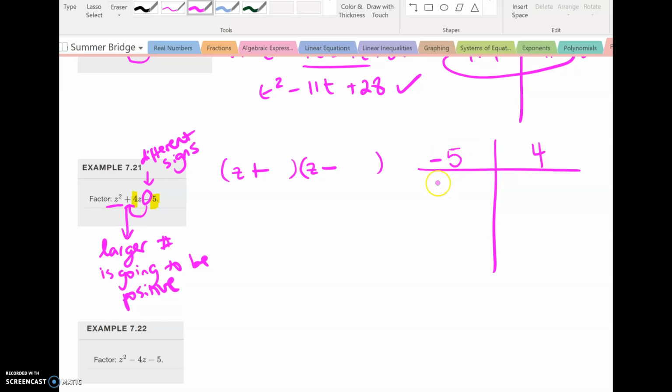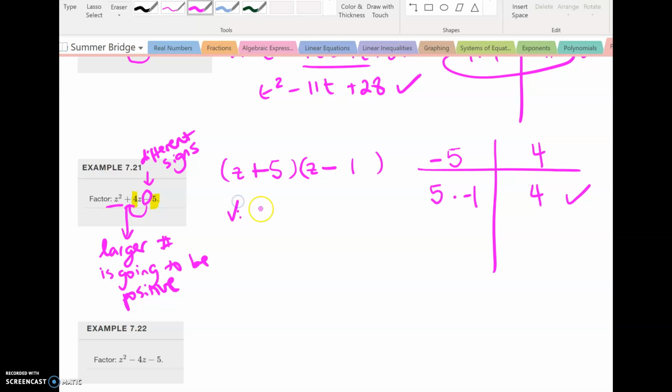Since 5 is a prime, we're talking about 5 times 1. Those are our two factors. One of these needs to be negative. And since I know that my larger number has to be positive, then the 5 has to be positive, and the 1 needs to be negative. And 5 plus a negative 1 is indeed 4. So we know that that works. So the 1 goes with the negative sign, the 5 goes with the positive sign.